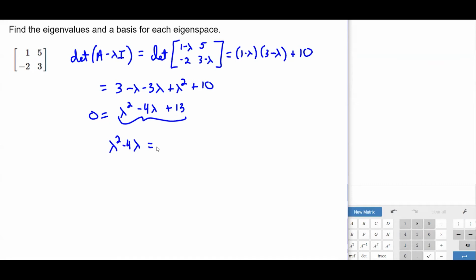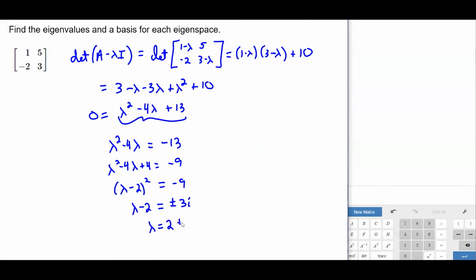So I'm going to move the 13 to the other side. B over 2 is -2. If we square that, that's 4. So we need to add 4 to both sides. And this is a perfect square, lambda minus 2 squared. And now we take the square root of both sides. And when you take the square root of -9, that's a complex number, an imaginary number. So we get plus or minus 3i. And then we add 2 to both sides. We get 2 plus or minus 3i.